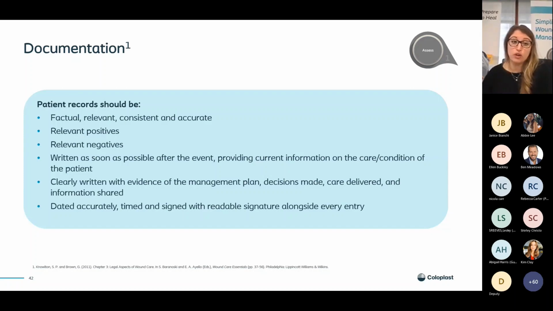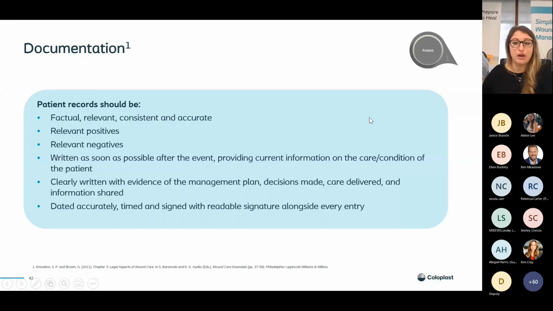You need to make sure that you write your documentation as soon as possible after the event because it's fresh, you know what you've done, it's current in your head, and you can remember what the condition of that patient was, what the condition of that wound was, and you can give a more robust reflection of what you've done. If you are still handwriting, make sure that your writing is legible and that the next person coming towards that knows what you have done and how they can continue that care plan, and make sure you date, time and sign, again with a legible signature alongside every entry that you do.